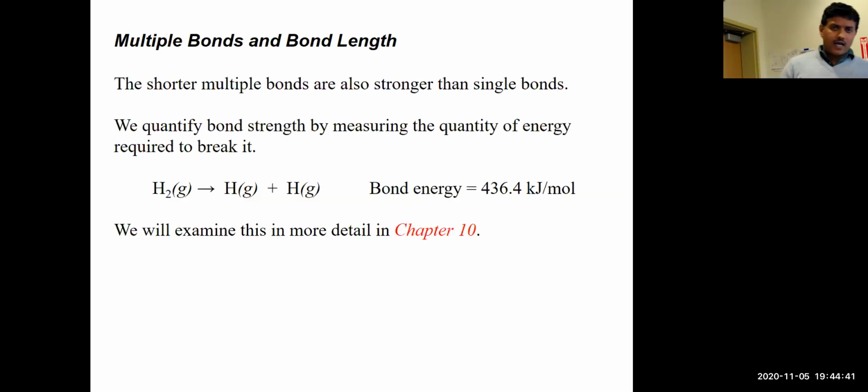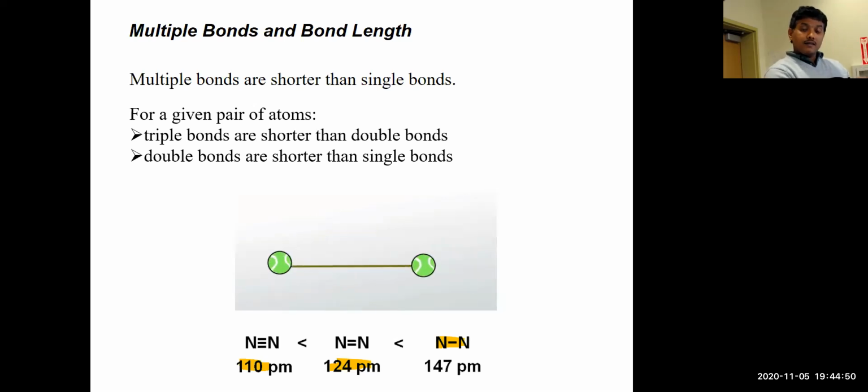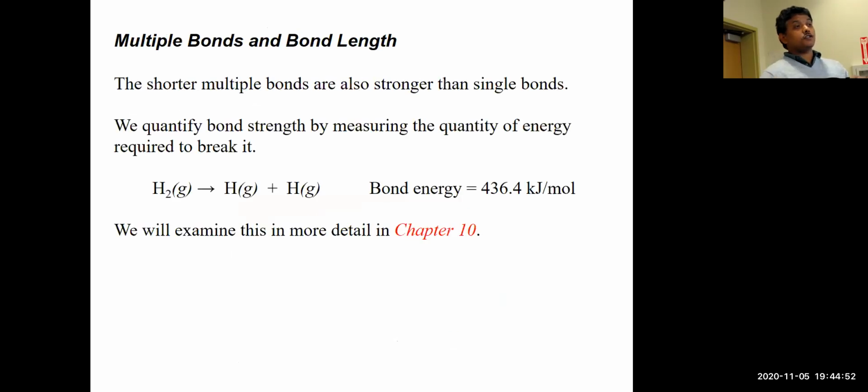Here is the last slide I have for this section. The numbers that you see here are the bond lengths, right? Bond length has a relationship with bond energy that I'm not going to discuss now, because we are going to spend lots of time on bond energy in chapter 10. Bond length and bond energy kind of work oppositely. If you have a shorter bond length, it would have a greater energy.